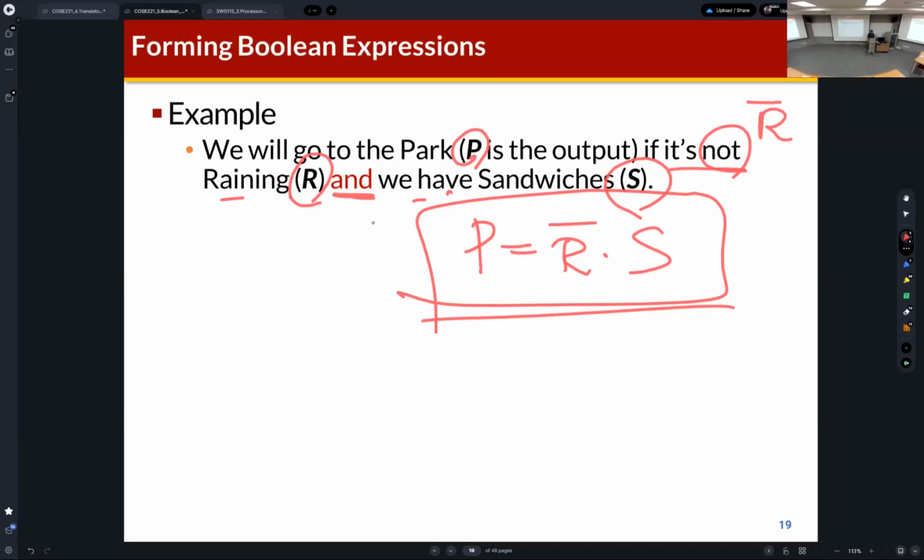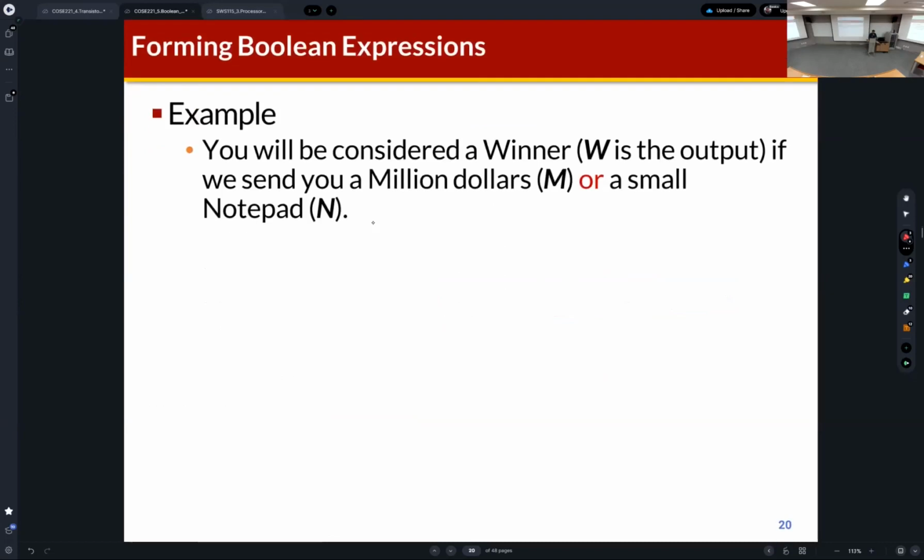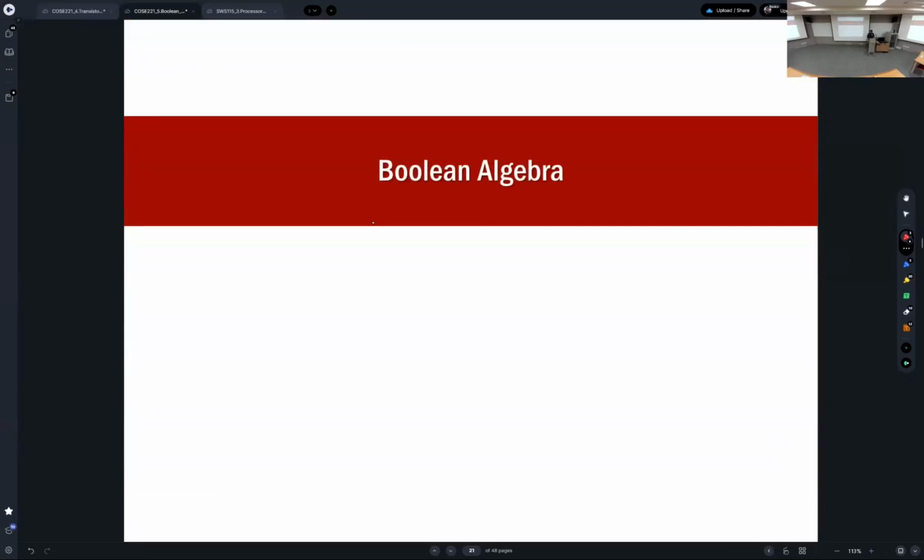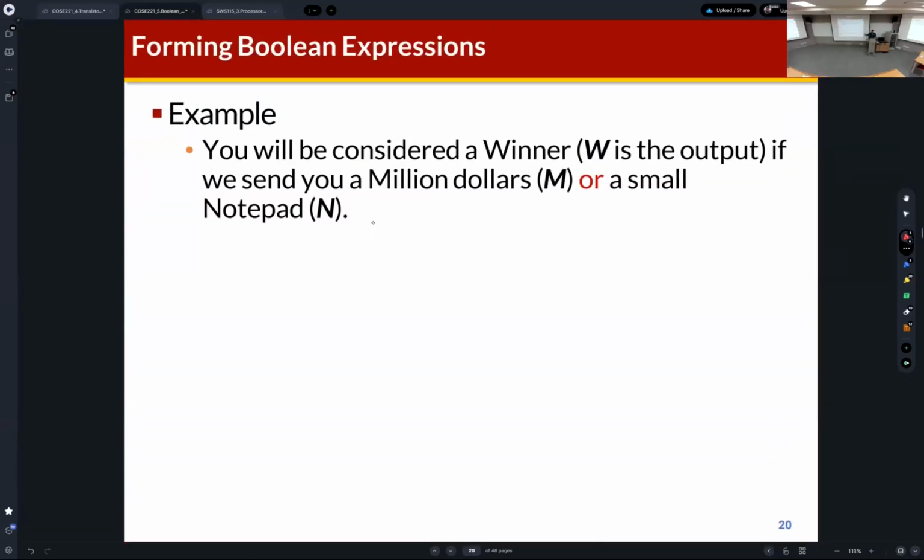But in order to generate the POS form, we need to generate the truth table from this sentence, and then from this truth table, generate the POS form. Another example, it's also simple. Until now, we learned how to implement Boolean equations from a truth table.